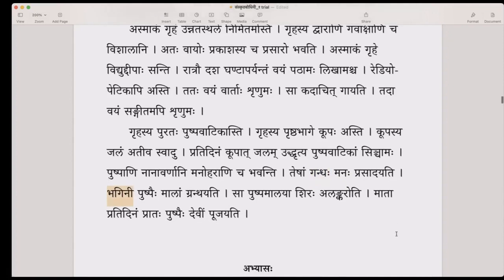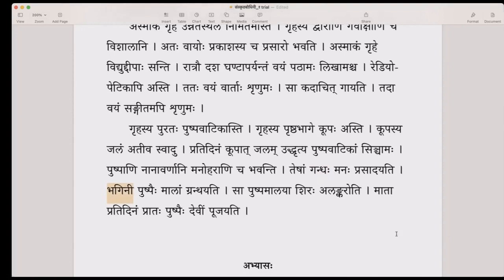Bhagini pushpaihi malam granthayati. Sister, using the flowers, makes a mala. Usually granthayati is in the Rig Veda context. I don't know why it says granthayati. I think that is wrong. I'll change it later. Okay, she actually strings a garland using flowers. She makes a garland. So granthayati is stringing. Oh, granthayati is correct.